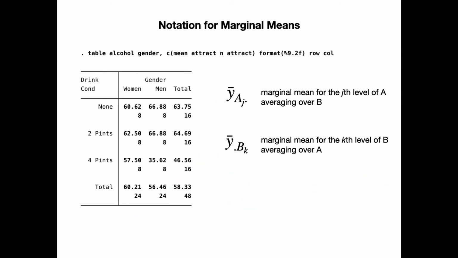There's one more way to denote these things. Sometimes it can be helpful to add this additional A and B here, just so that you remember that J goes with the A factor, K goes with the B factor. So sometimes you'll see people, or I will in the textbook, add the A and the B there. But the key principles are the same. You get a dot for the thing you're averaging over.